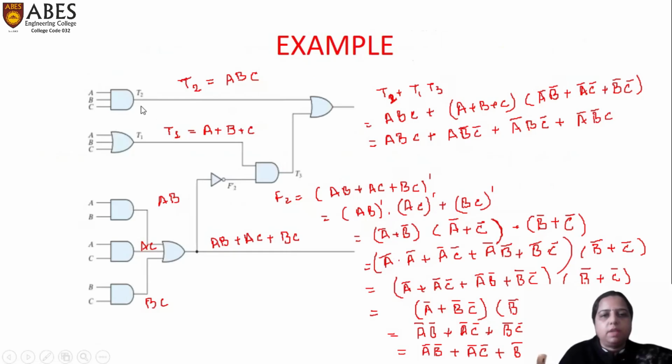So here is an example. In this example, we can see a logic diagram which comprises some gates, that is AND gate, OR gate, with some of the input variables A, B, C, and the functions as T2, T1, F2, F2 dash, T3, then F1 is the final function. So we have to analyze this circuit, and in this analysis, we will find out the final function.